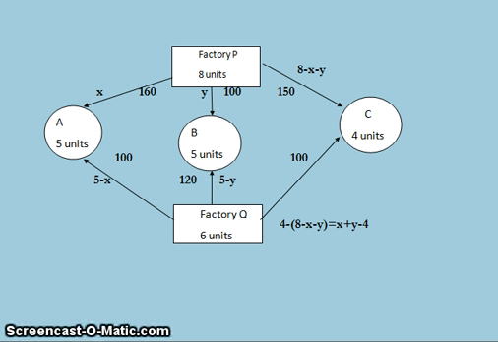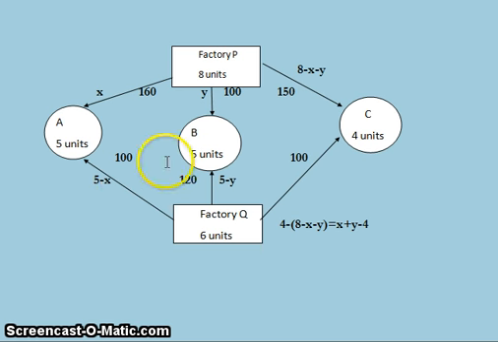Now the given data can be represented diagrammatically as shown. Here we have factory P, which produces a total of 8 units, and factory Q, which produces a total of 6 units. Now, as depot A's requirement is 5 units and it receives X units from factory P, that means it's receiving 5 minus X units from factory Q.